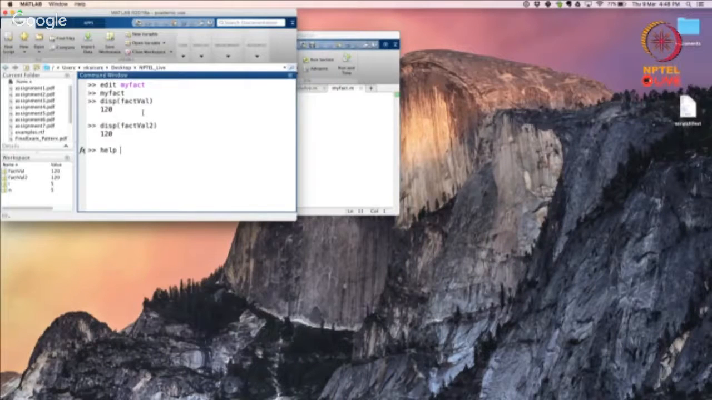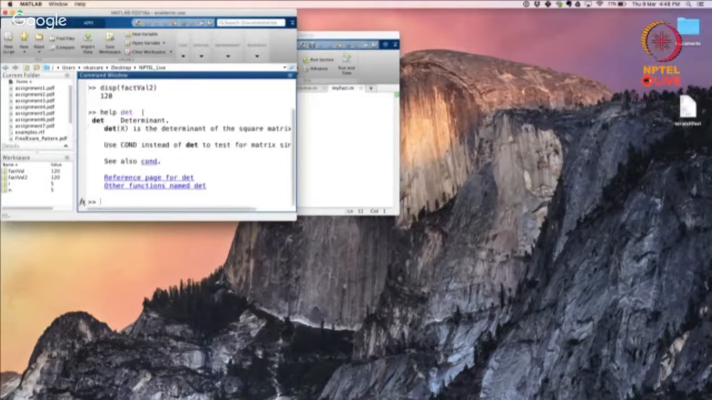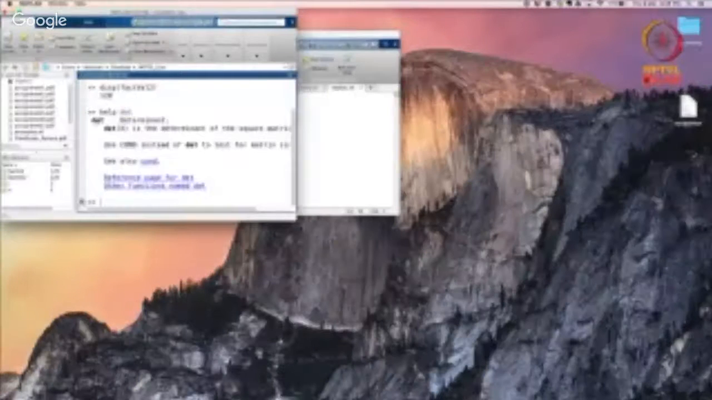How to compute a determinant? Let me see. Help det. Yeah. So det is the determinant of a matrix. I have not used determinant for a really long time, so that's why I couldn't answer that question immediately. But det is the way to compute determinant of a square matrix.